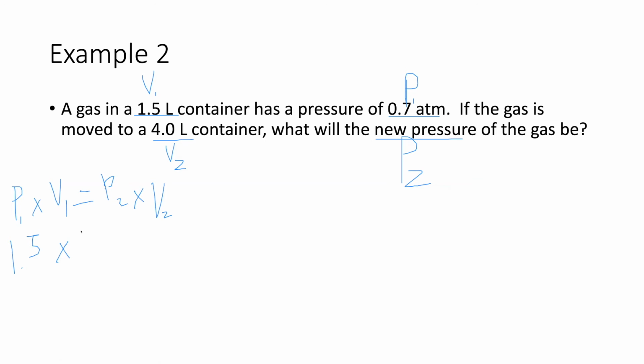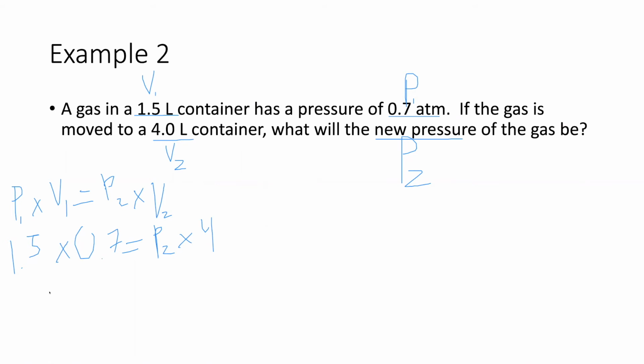And so we write 0.7. It's set equal to, all right, we don't know P2, so we're just going to write P2 multiplied by V2, which in this case we know to be what? 4. And so all we're doing is 1.5 times 0.7 on this side.